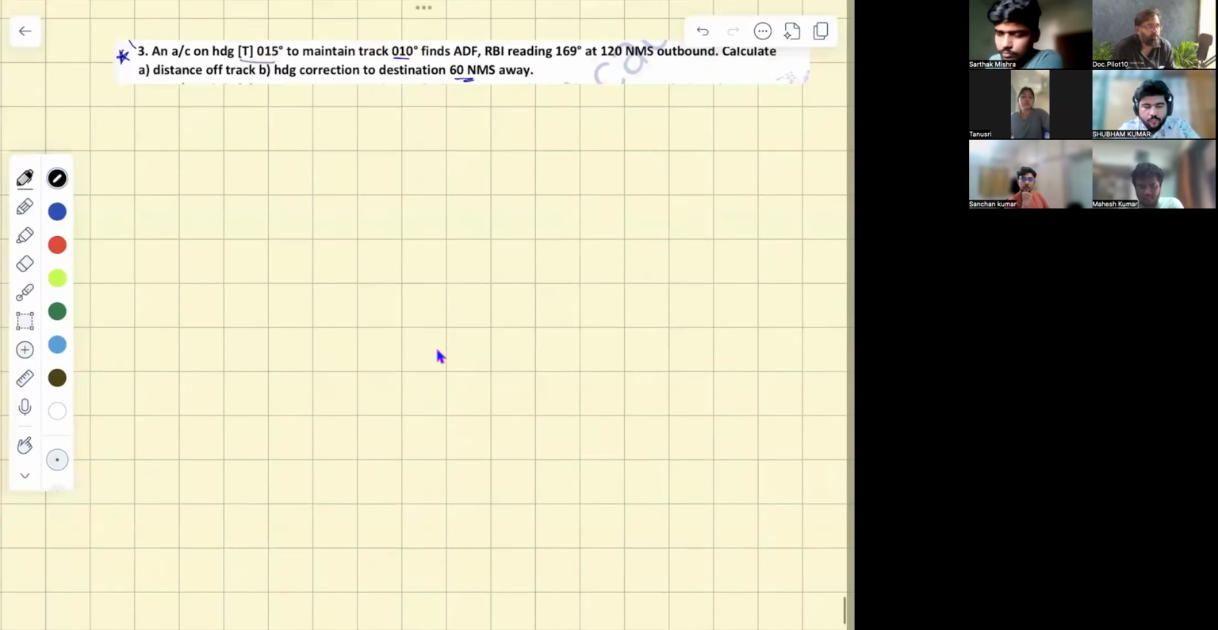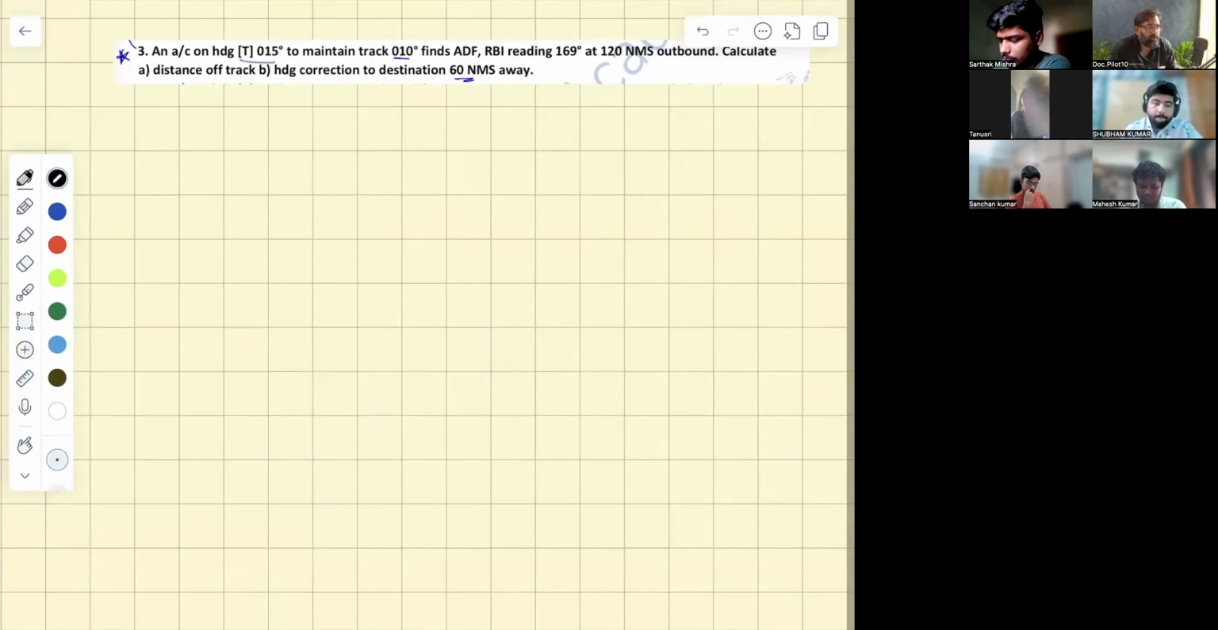What is the most important thing when you're solving these questions? Can anybody guess? The directions, which is inbound, outbound, or radial. Right. A neat labeled diagram. If you can, everybody draw this question with me. If you can draw a good diagram, you will automatically get answers.